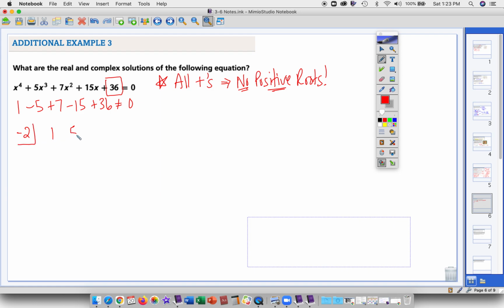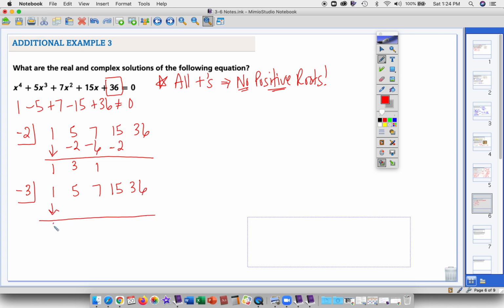So I have 1, 5, 7, 15, 36. Let's see, I just want to double check. Okay, we're good. So bring down the 1, negative 2, 3, negative 6, 1, negative 2. I'm not going to get 36, right? So I'm done with that. Let's try negative 3. 1, 5, 7. And this is why it's important that you have really good synthetic division skills, right? Hopefully you're getting faster at it because you're going to be doing a lot of them.